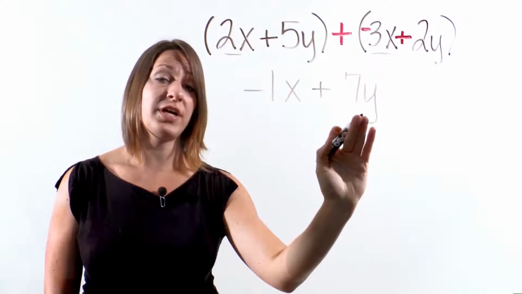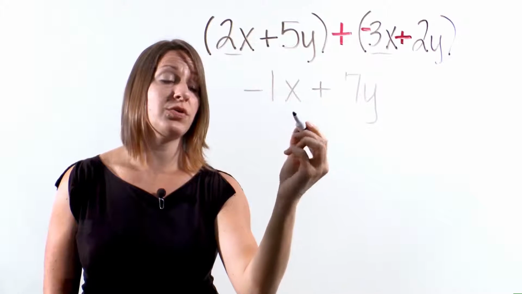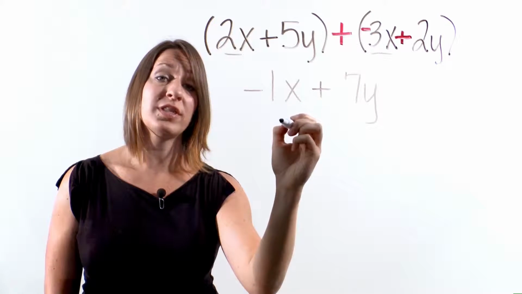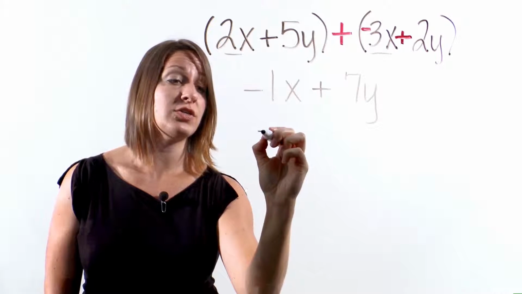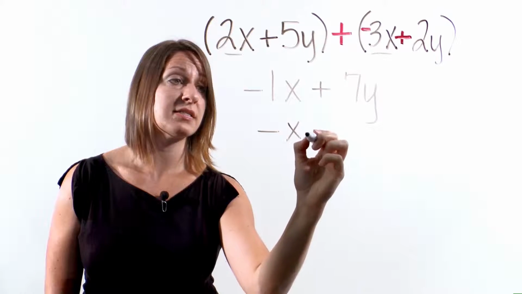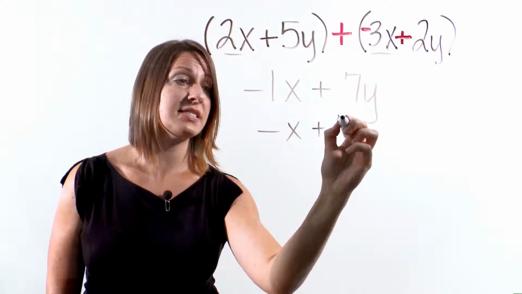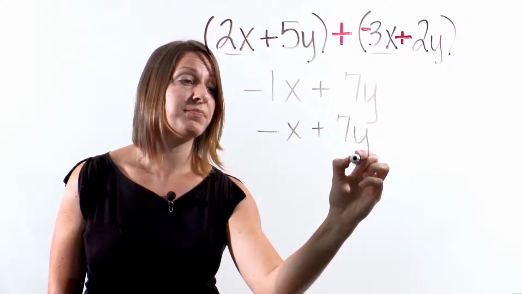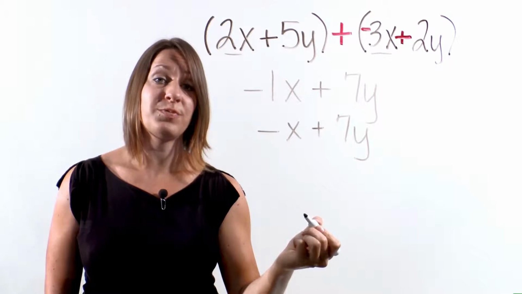Now you can leave your answer like this, or you can write the problem without the coefficient of 1. You could say negative x plus 7y. Either answer would be fine.